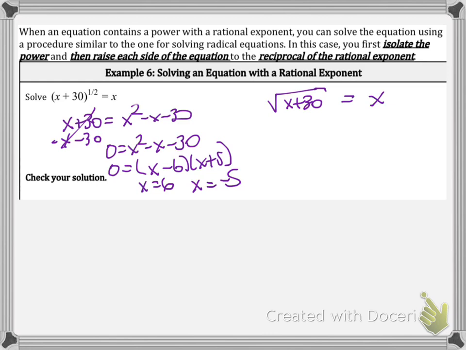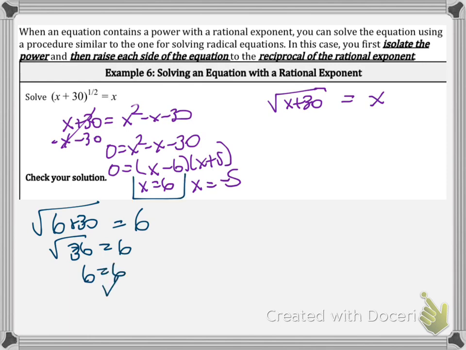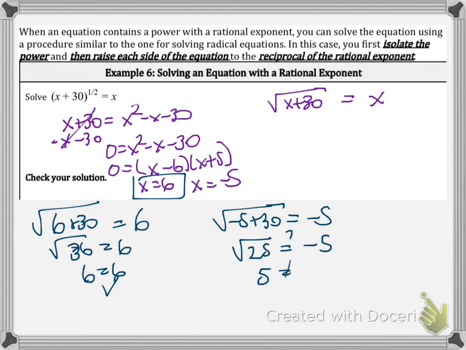Let's try plugging in 6 to see what happens. The square root of 6 plus 30, does that equal 6? So the square root of 36, does that equal 6? Yes, 6 equals 6. So x equals 6 works. Then the next one is negative 5. So the square root of negative 5 plus 30 equals negative 5. In this case, you probably already know that's not going to happen with an even index, because this is the square root of 25. Is that going to equal negative 5? Well, the square root of 25 is 5, and that certainly does not equal negative 5. So the only one that works is x equals 6.